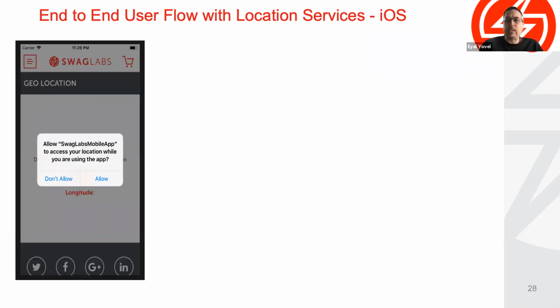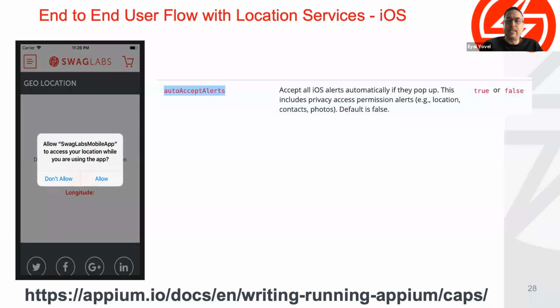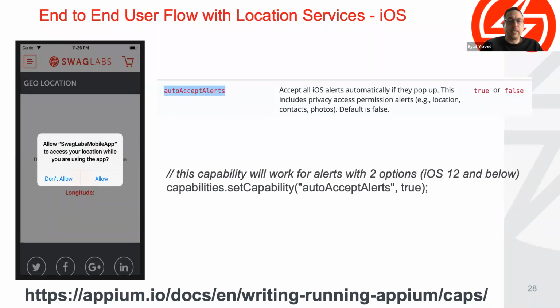And how to handle an alert with 2 options? With Appium, we have a capability to accept the alerts. This is an example: if I'm using that, set the capability autoAcceptAlerts with the value true. And when the alerts pop up, Appium will click allow for me.